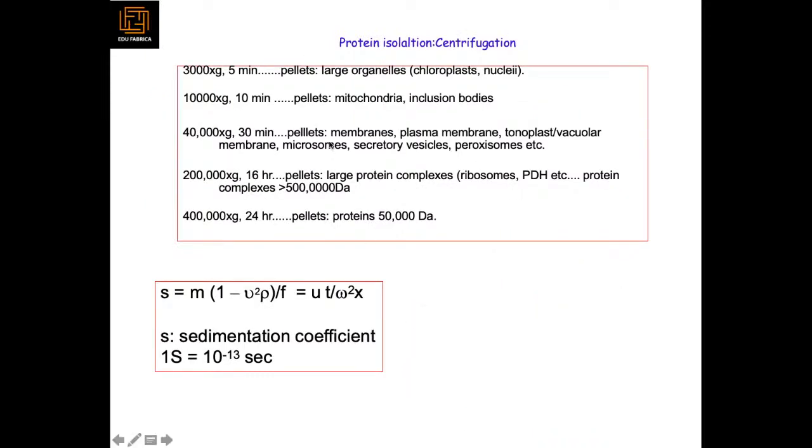So these are the various centrifugation steps: 3000 G for 5 minutes, 10,000 G for 10 minutes, 40,000 G for 30 minutes, 200,000 G for 16 hours, and 400,000 G for 24 hours. All these pellets will have various components that you can separate, like large organelles, mitochondria, membranes, large protein complexes, and proteins of around 50,000 Dalton.